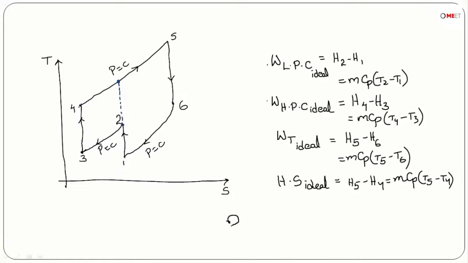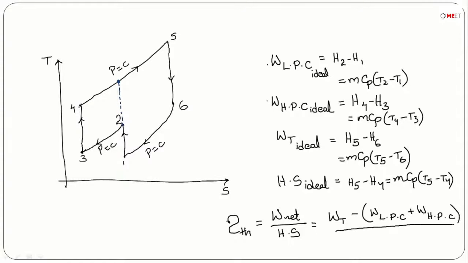Now the thermal efficiency will be net work done by heat supplied. So net work done will be work developed by the turbine minus the work input to the low pressure compressor as well as the work input to the high pressure compressor. So this total divided by heat supplied will give us the thermal efficiency for this particular condition.